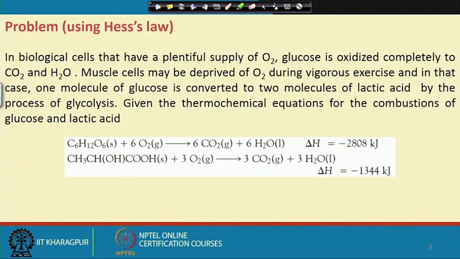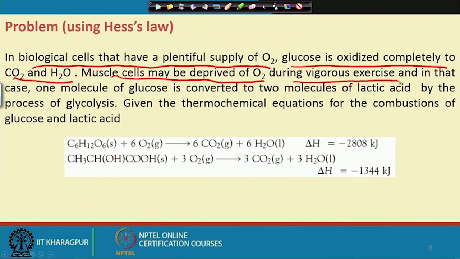Let us take the example of a biological system. In a biological cell that has a plentiful supply of oxygen, glucose is oxidized completely to carbon dioxide and water. Muscle cells may be deprived of oxygen due to vigorous exercise, and in that case, one mole of glucose is converted to 2 moles of lactic acid by the process of glycolysis.